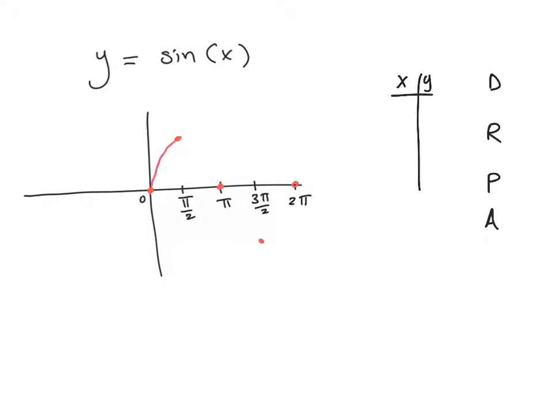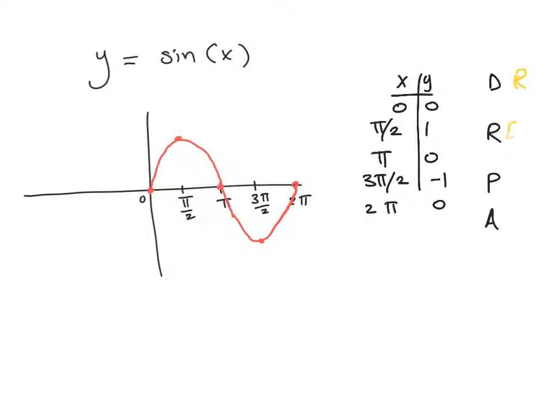So it looks like an inverted S. So every single function will look just like the parent function. So let's go ahead and create the parent table. It will be 0, 0, pi over 2, 1, pi, 0, 3 pi over 2, -1, and 2 pi, 0. The domain will always be all real numbers.